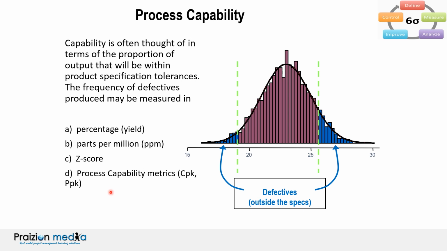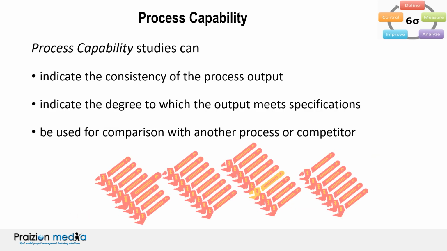How do you get the Z score? It is standard arithmetic. Specification difference divided by standard deviation gives you the number of Z's, the number of standard deviations within the spec limits. That tells you how good your process is. Process capability metrics, Cpk and Ppk, I'm going to tell you in the next slide, or 2 slides later.